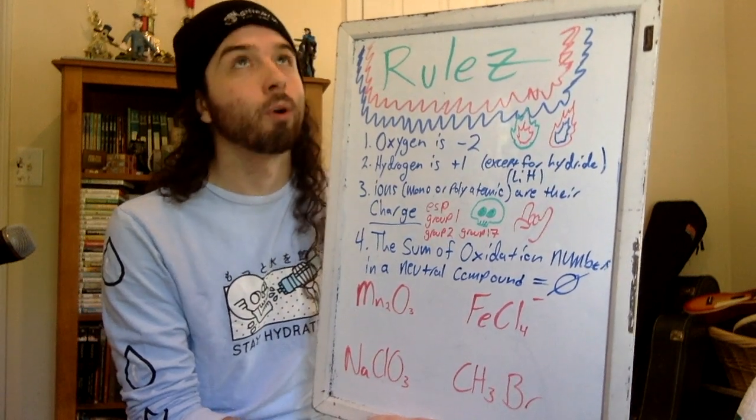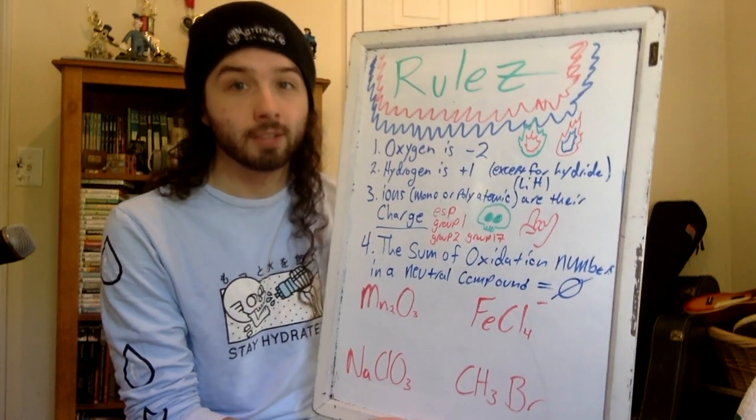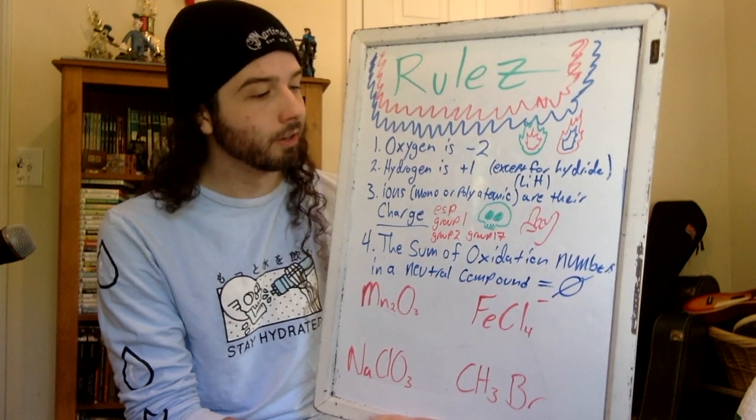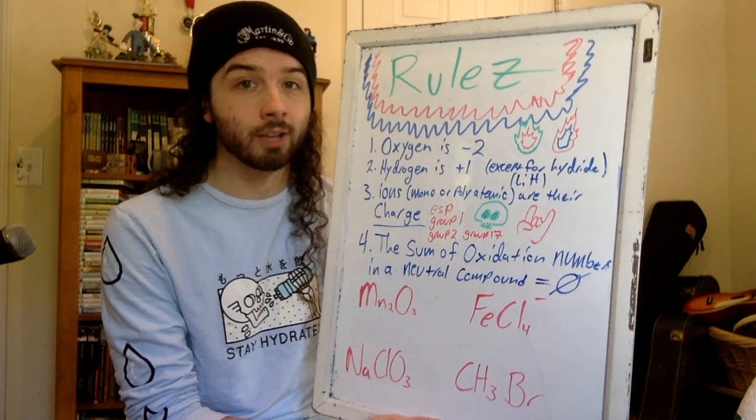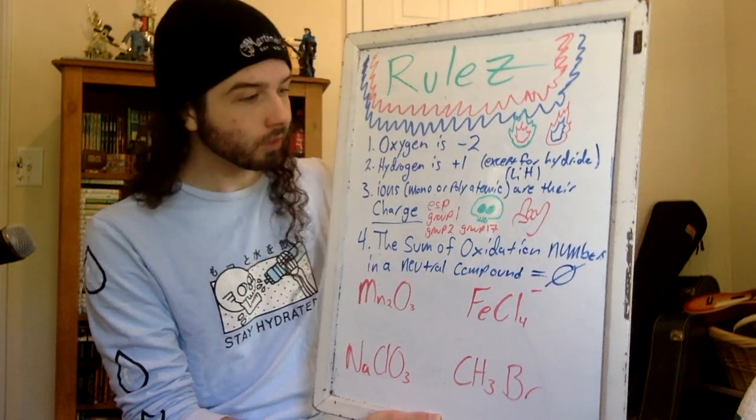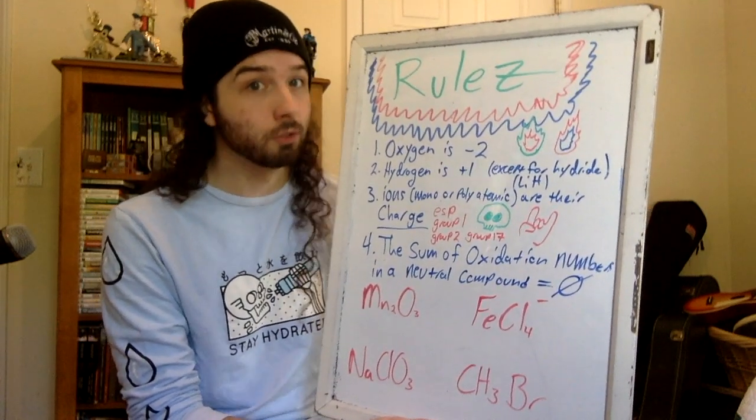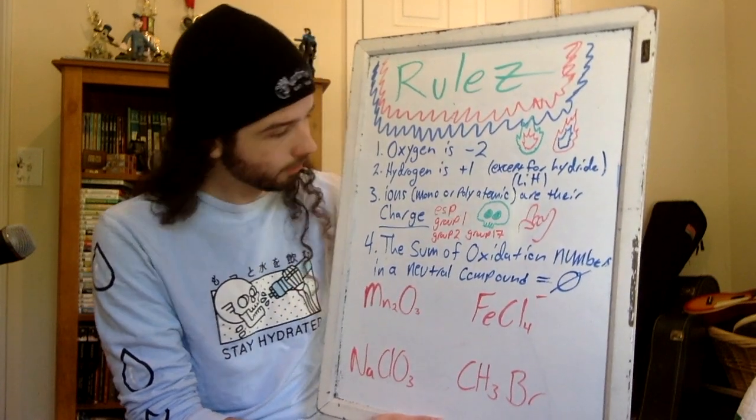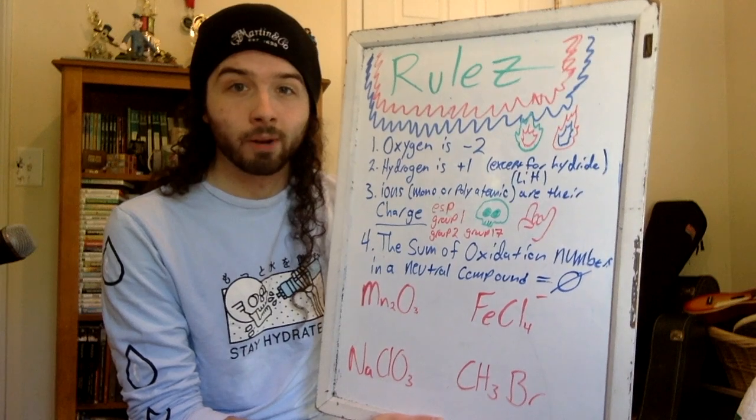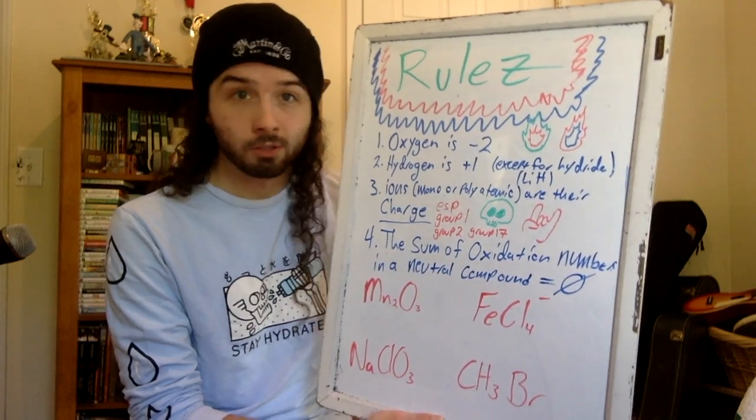And number 4, most important of all, the sum of our oxidation numbers in a neutral compound is equal to 0. So we have to figure out how to zero everything out. That's how we figure out the atoms that are not part of our first 3 rules. If we can figure out everything else using our rules, we can assign the other, weird stuff so that it balances out to be 0. All right, so let's do some examples.